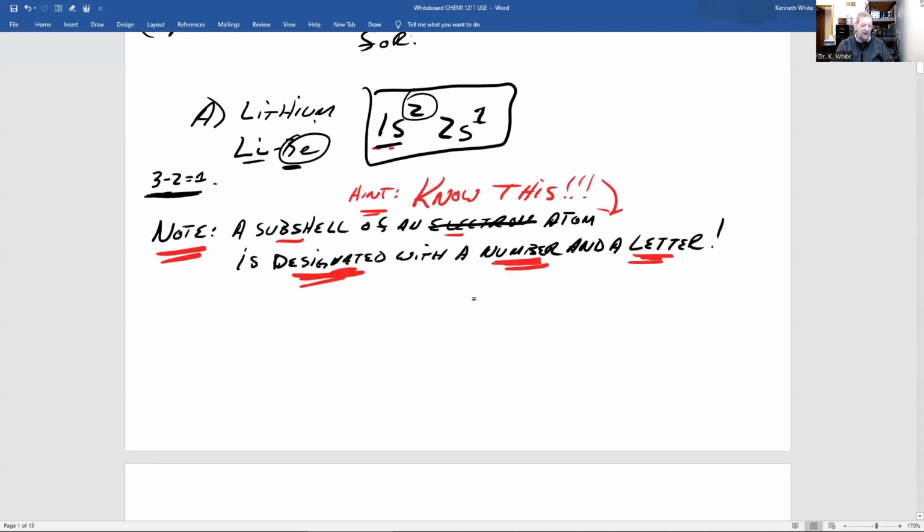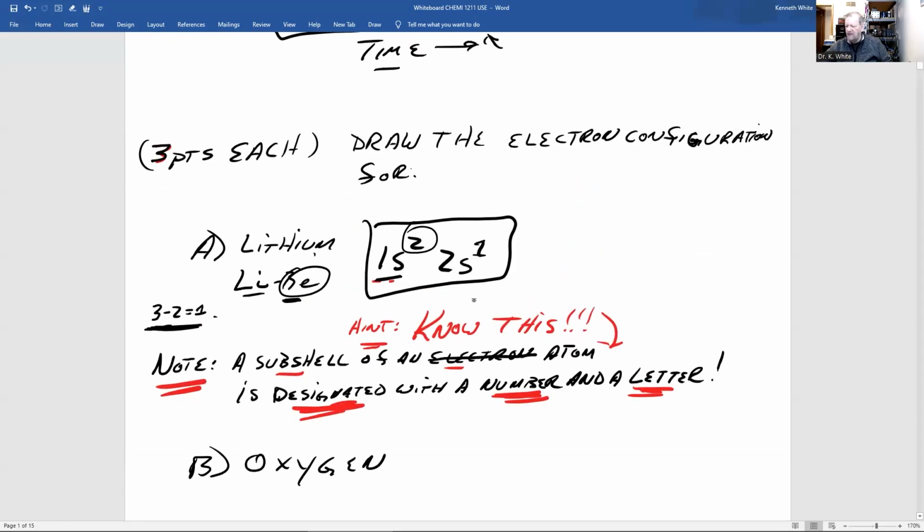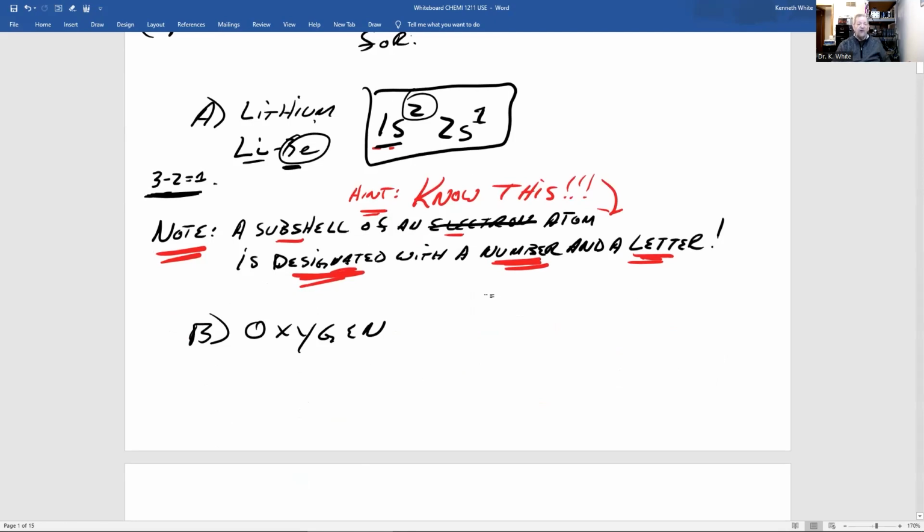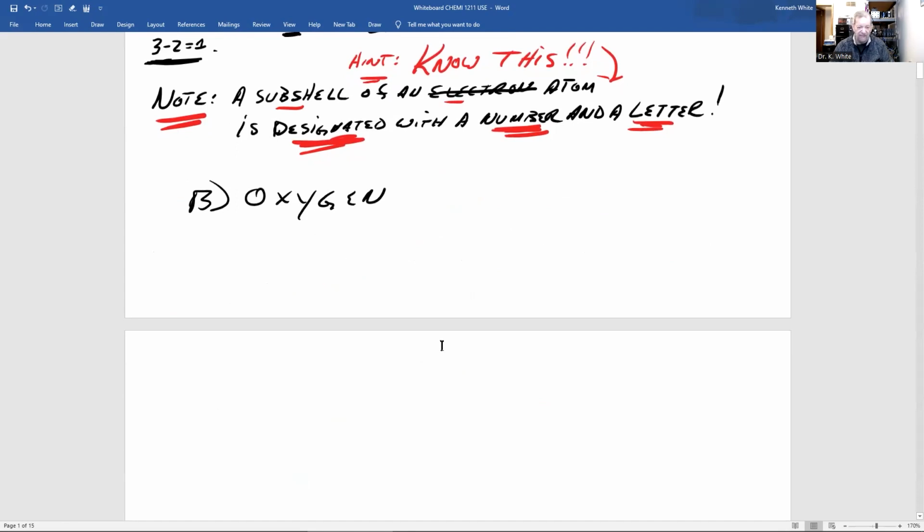All right, let's do another one. Let's do oxygen. So the question is, draw the electron configuration for oxygen. Well, in order to do that, we have to find out how many electrons oxygen has. The chemical symbol, which you should know, for oxygen is O.